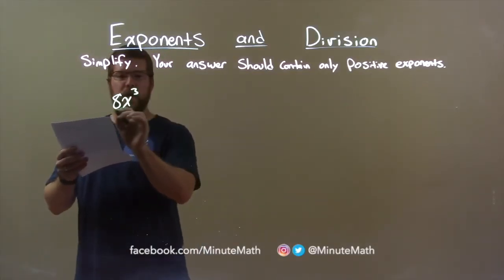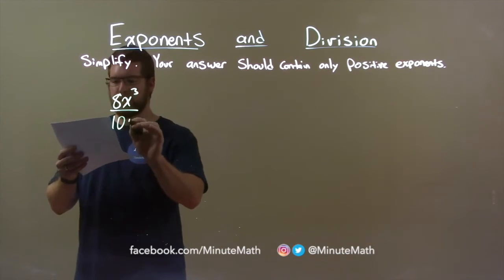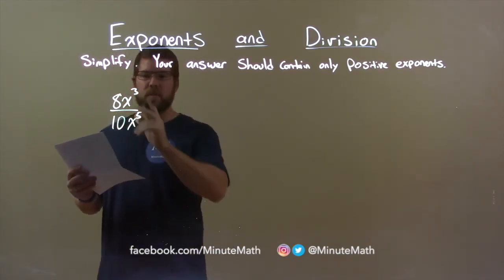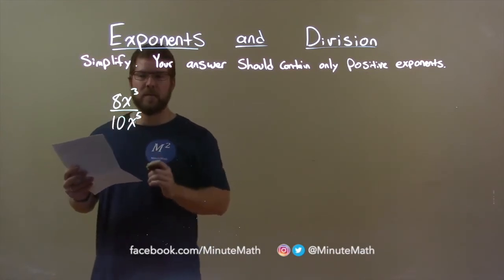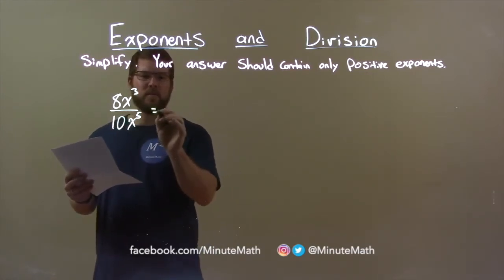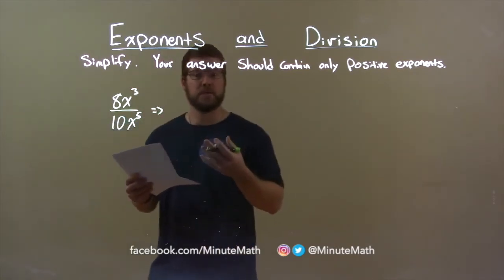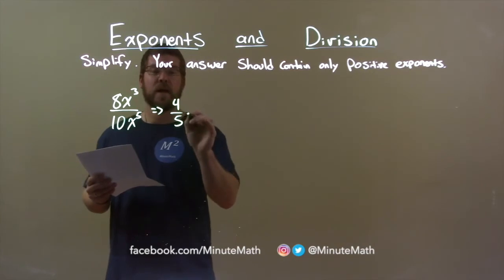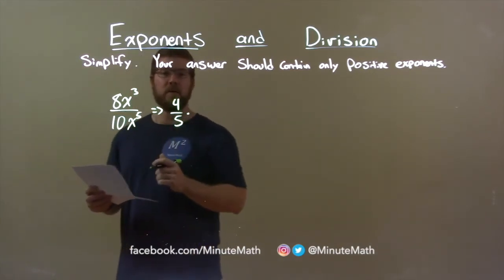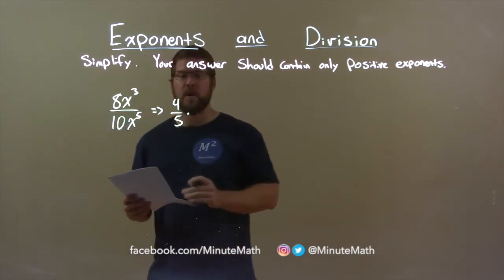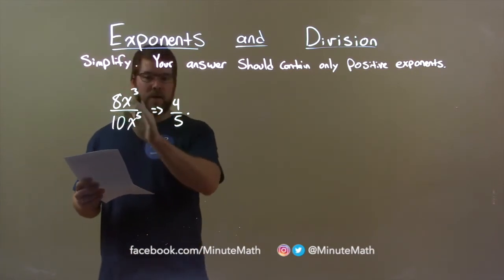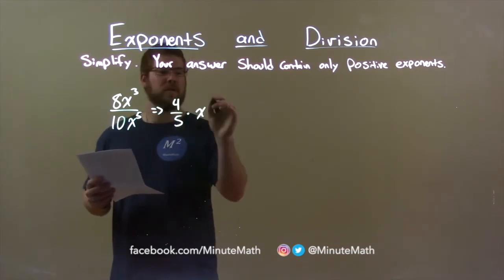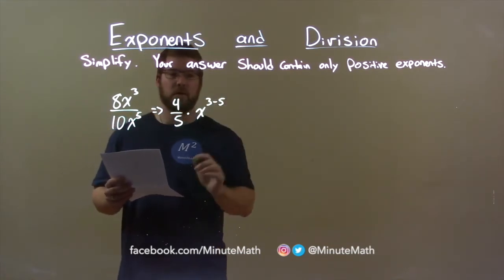8x to the third power over 10x to the fifth power. Let's look at the coefficients here. 8 over 10. Well, 8 over 10, we can simplify that. Both are divisible by 2, and that becomes 4/5. Now let's look at the variables. We have x to the third power divided by x to the fifth power. When we divide variables with the same base, we subtract the exponents. So we have x to the power of 3 minus 5.